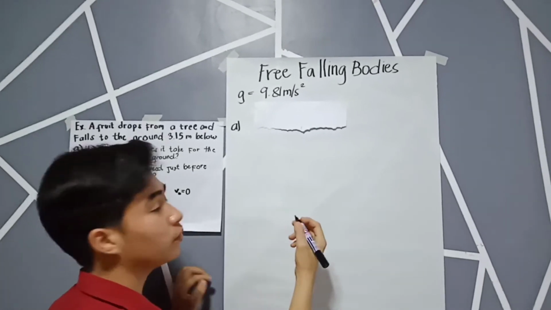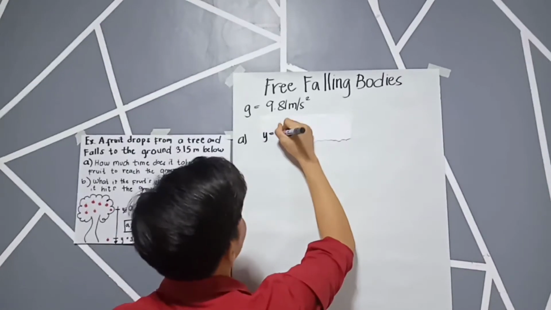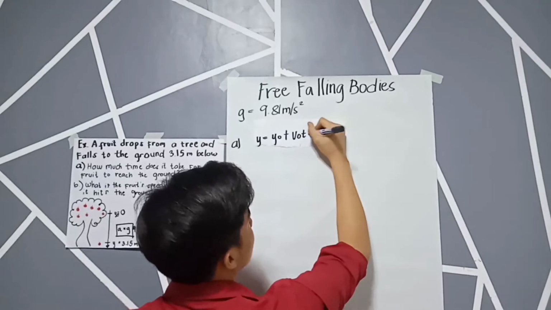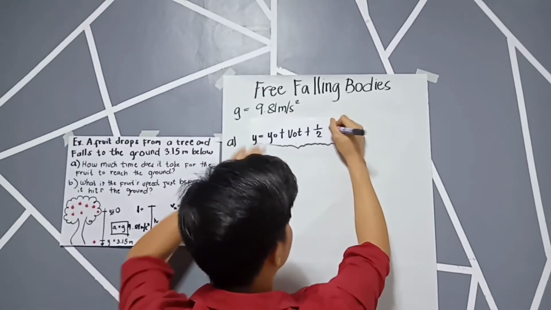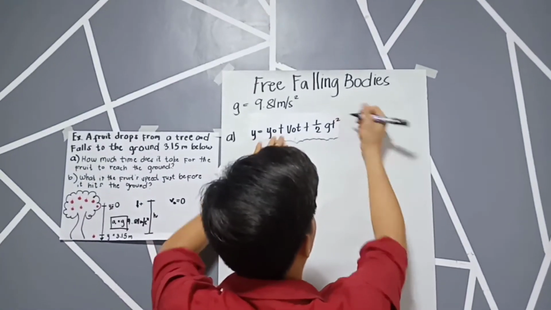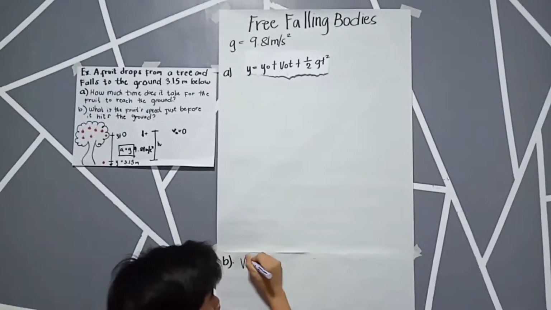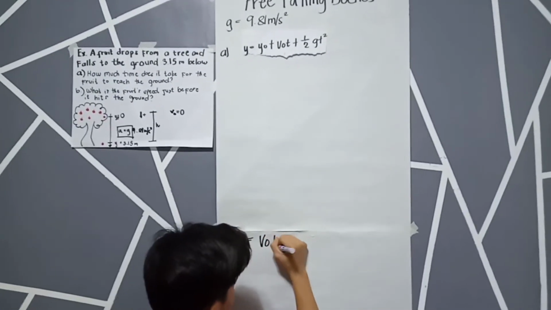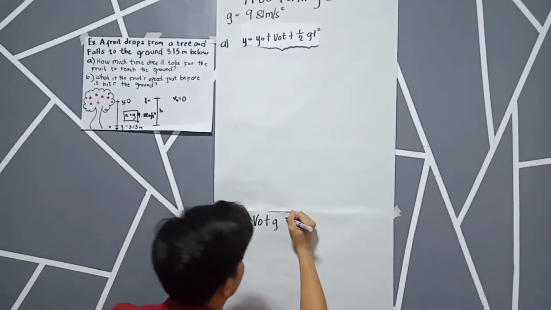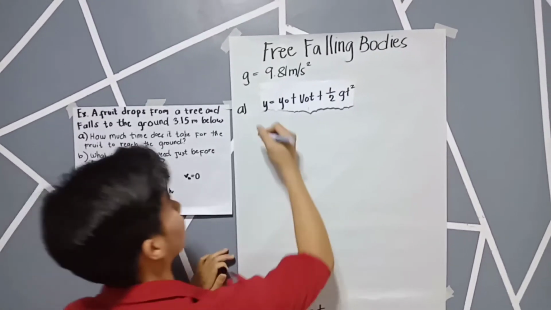For letter A, we use the equation y is equal to y sub o plus v sub o t plus 1/2 g, or the acceleration due to gravity, times t squared. For letter B, we use the equation v is equal to v sub o plus g, or the acceleration due to gravity, times t. So, let's start with letter A.